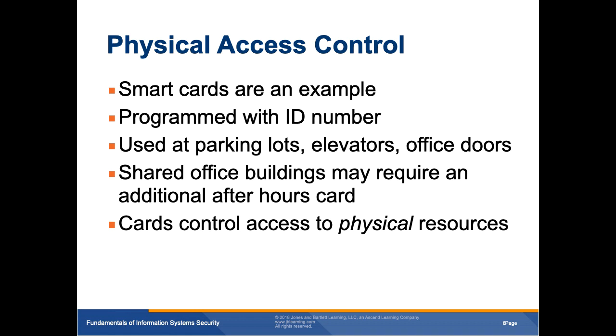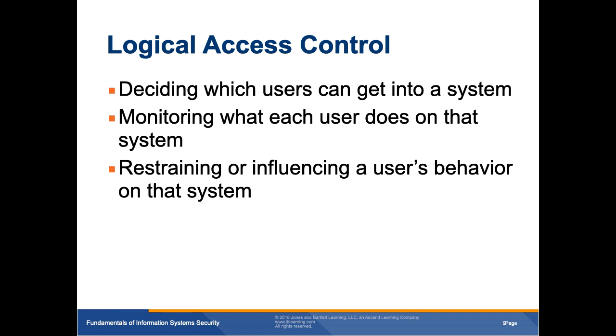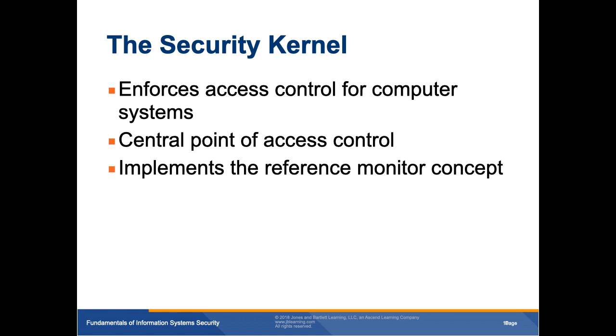Some physical access controls can be smart cards, where you use these cards to get in and out of the building, or your badge, things like that. Those could be physical access controls. Keys are also physical access controls. Logical controls decide which user can get into a system. They're monitoring what each user does, restraining or influencing a user's behavior on the system.